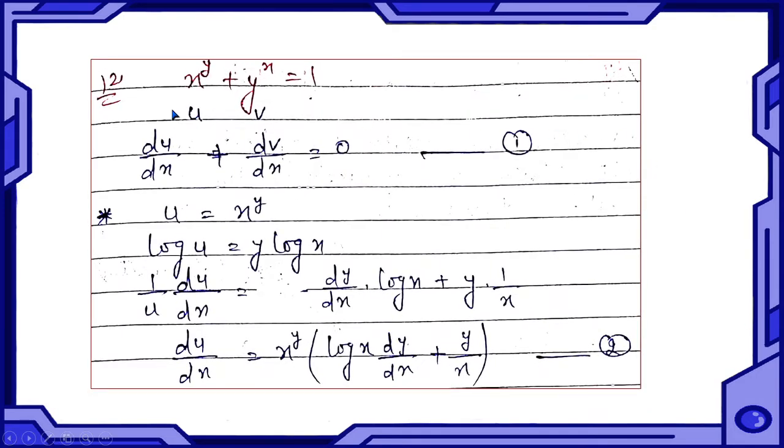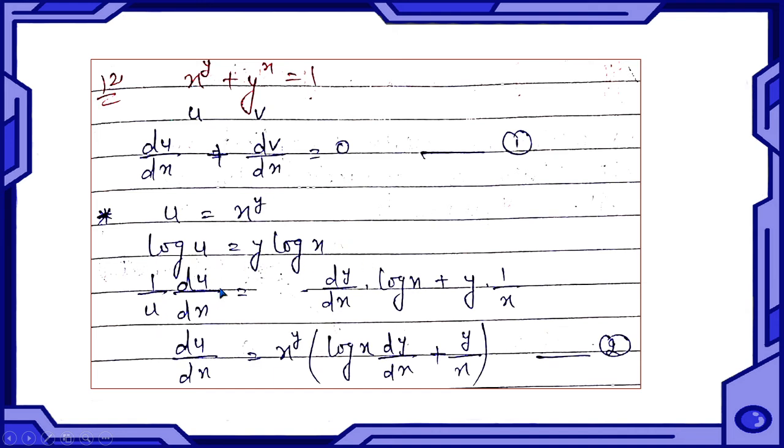Question number 12, here x power y plus y power x is equal to 1. Let it be u and let it be v. du by dx plus dv by dx is equal to 0. Definitely derivative of 1, constant, is 0. Now u is x raised to the power y and v is y raised to the power x. Let's talk about u first of all. Taking log to both sides, log u equals y log x.